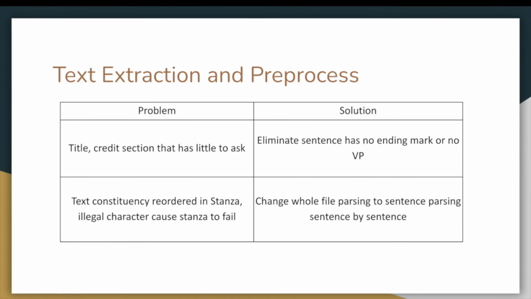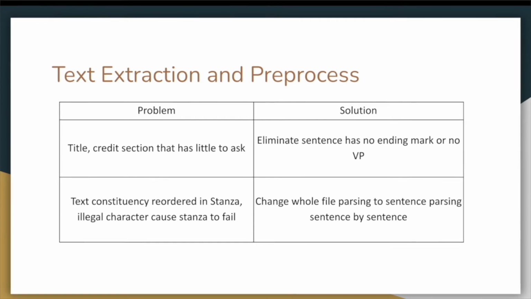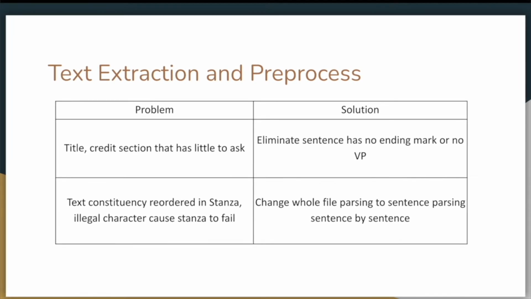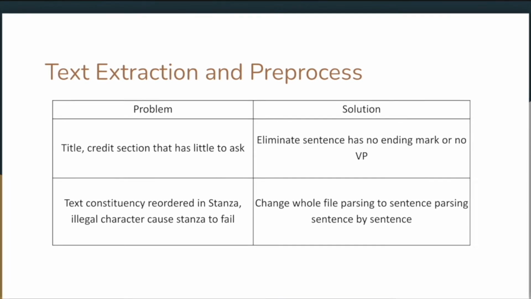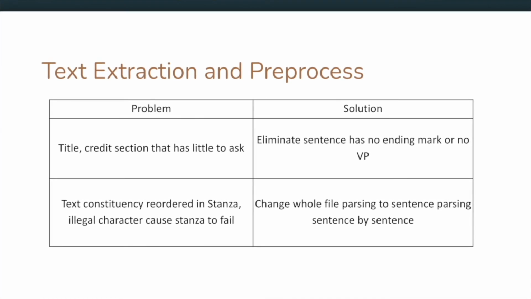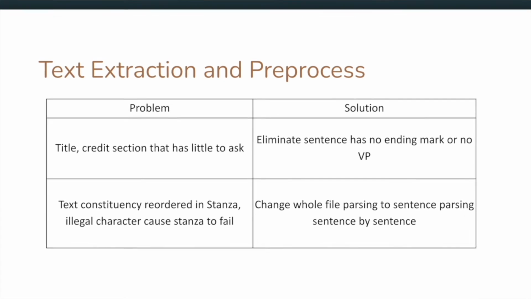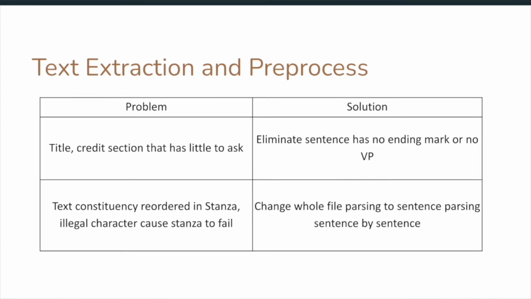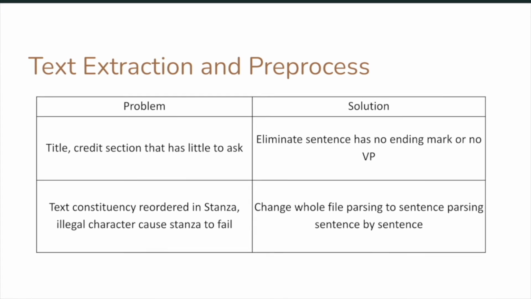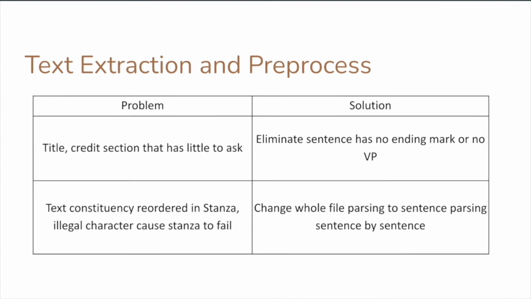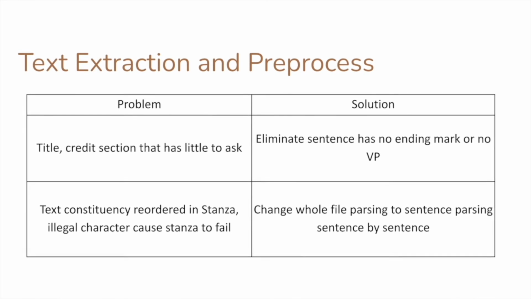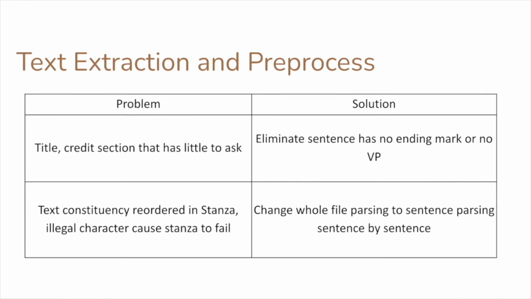So when we're processing the text, we encounter a few problems with stanza. The first problem is that the title credit section has little to ask. The solution is that we eliminate the sentence that has no ending mark or no VP. The second problem is that the text constituents reorder in stanza, and we sometimes encounter illegal characters that cause stanza to fail. The solution is that we change the whole file parsing to parsing sentence by sentence.